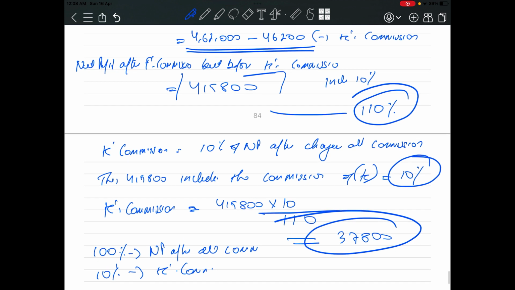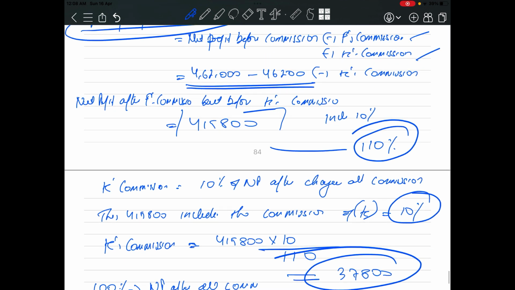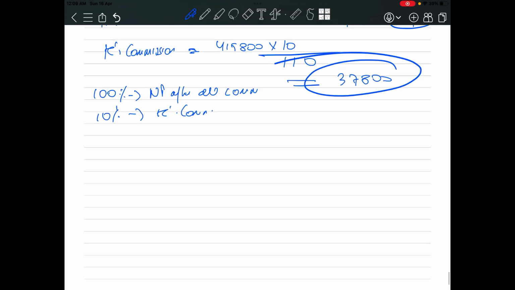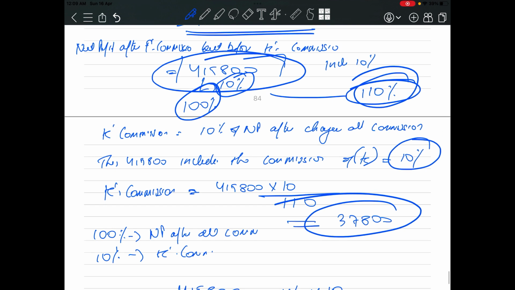I hope you have understood. This 415,800 includes K's commission also. It includes 10% commission and 100% of the profit, so I can say this is 110%. If this is 110%, and I divide 415,800 by 110%, I get 1% of the value. Then I multiply by 10 to get the commission amount of K. Simple, easy.